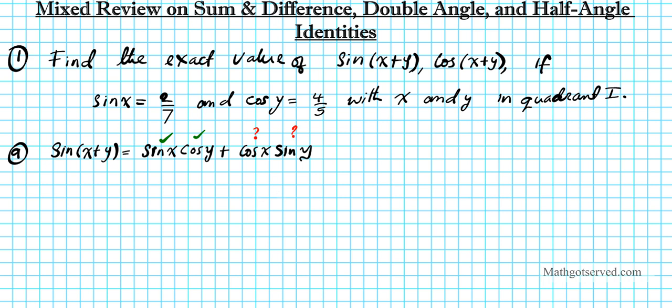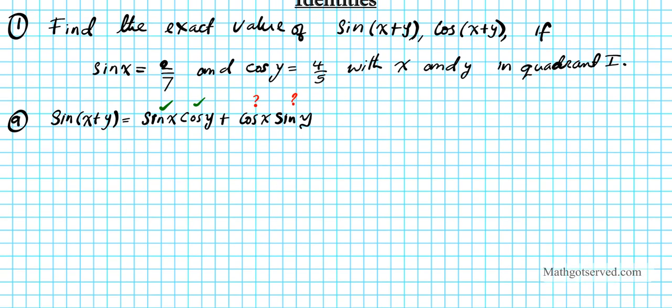To find those missing pieces, let's partition our workspace. We're going to find the missing pieces on the right side over here. Let's divvy it up. We want to find cosine x and sine y. Let's find cosine x first.